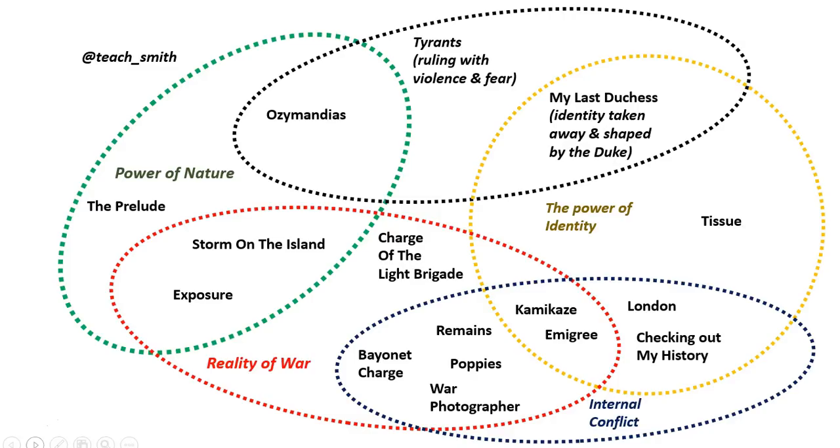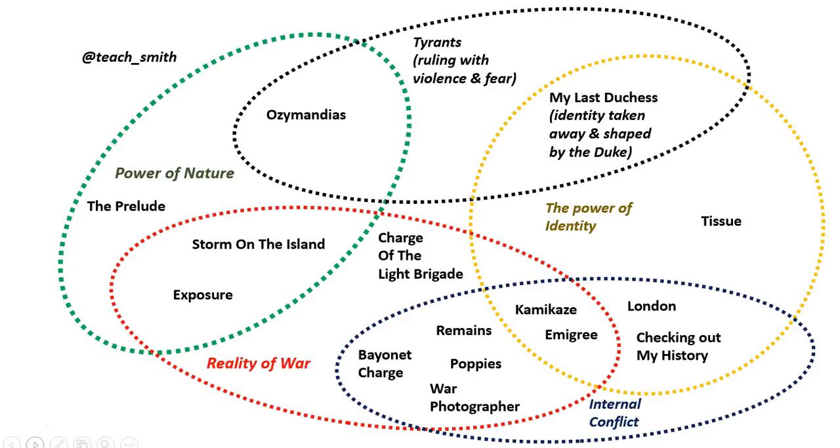So Storm on the Island and Exposure are both about the reality of war, but they're also about the power of nature. The Prelude is just in the power of nature. However, that does mean you can go with anyone in that green dotted oval. So The Prelude with Ozymandias, The Prelude with Storm on the Island. The Prelude with Exposure could be a bit of a shaky one, but it is possible. Remember, any poem can compare with any other poem. There are just stronger or more obvious or more useful comparisons than others.